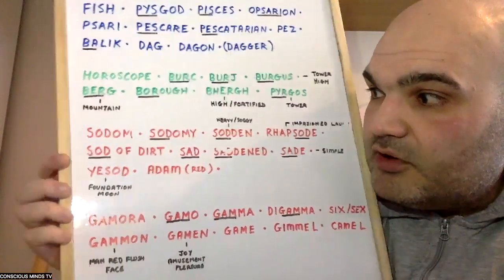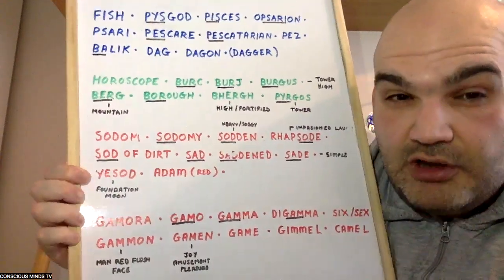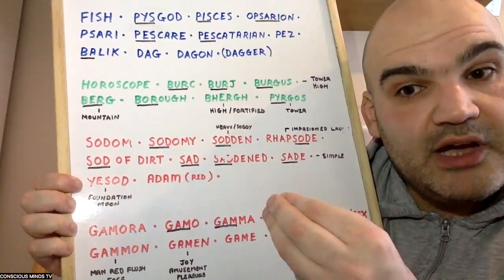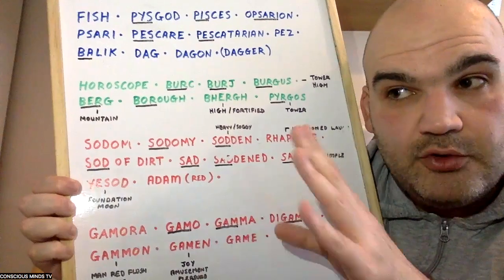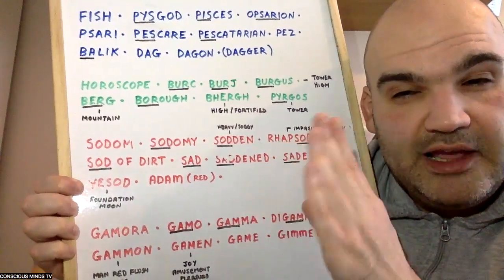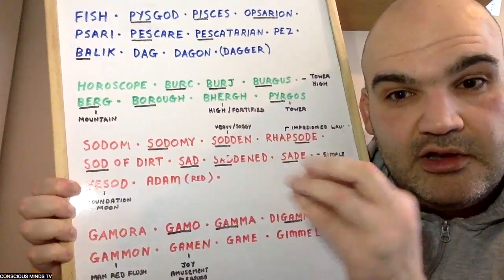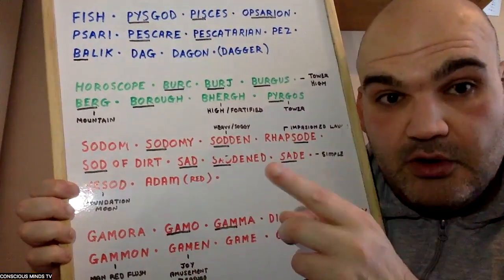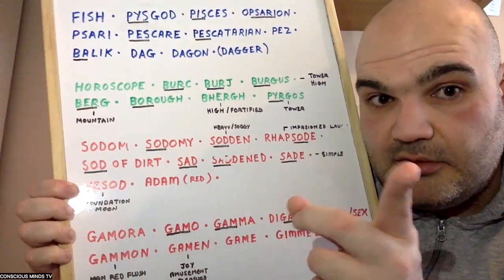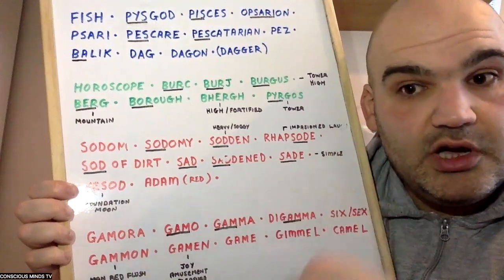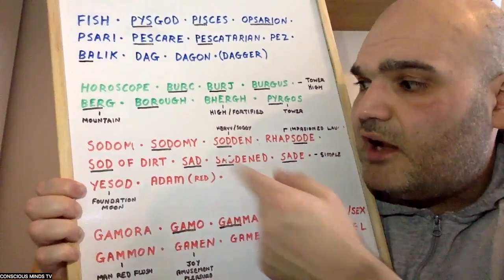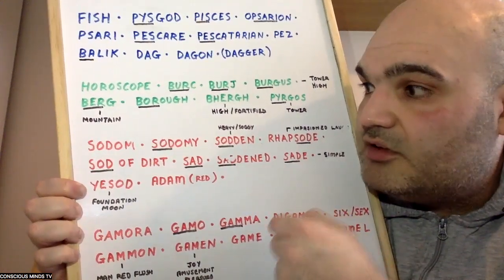So moving on, we've got stuff like sod of dirt. The earth is also connected with the color red and iron. And out of all the 7 elements correlating with the 7 planets, the most abundant element in the earth is iron. And I spoke about this in my elements and planets video, which you can go back and check out as well.